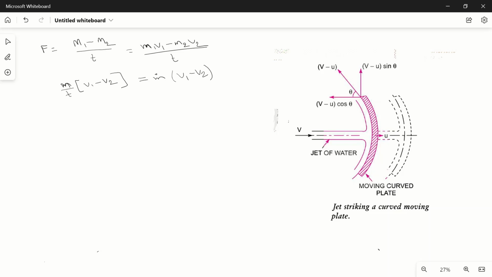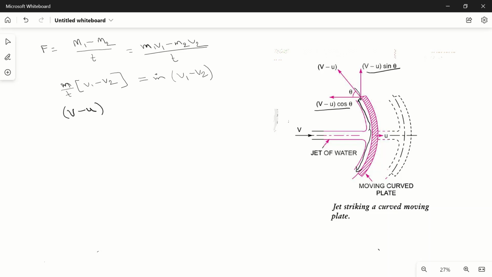Now, as we know that this jet is moving with a velocity v and this plate is moving with a velocity u, so relative velocity will be v minus u. So this will be the relative velocity with which this jet is striking this plate. After striking this plate, the fluid will be dispersed and it will flow along the surface of this curved plate and exit here at angle theta with relative velocity v minus u. So components of this velocity will be (v minus u) cos theta and (v minus u) sin theta.